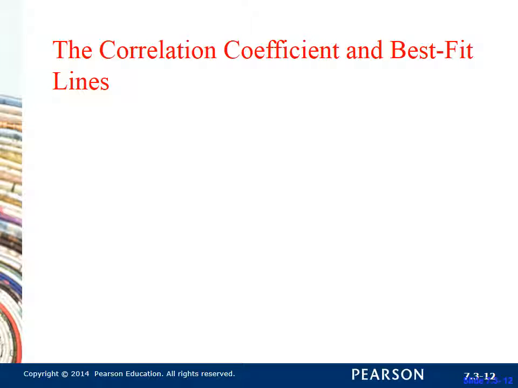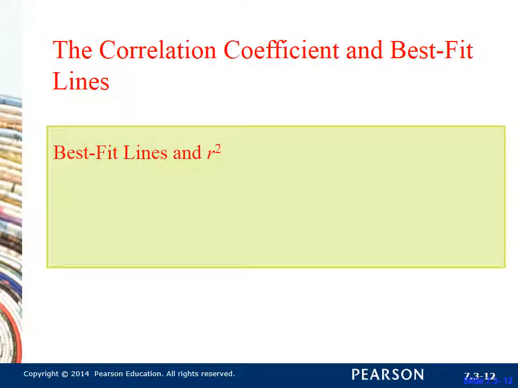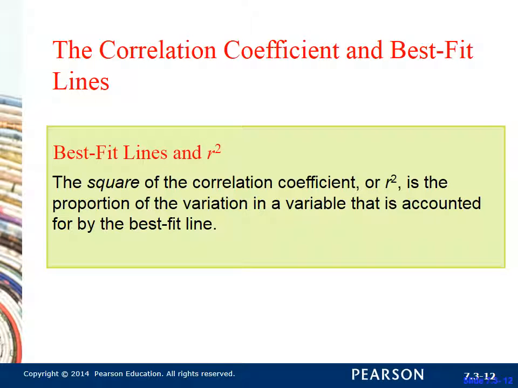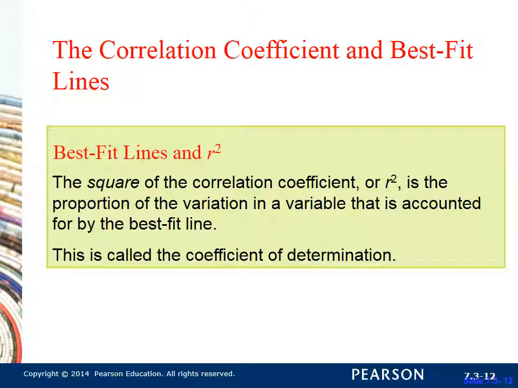So let's go ahead and take a look at this correlation coefficient and the best fit line now that we have an idea of what it is and some of the cautions about using it. We have a correlation coefficient R, remember that. If we square it, we get R squared. That's going to give us another value. It's going to give the proportion or the percentage of the variation in a variable that's accounted for by the best fit line. Now the reason we square it is we want it to be positive. This thing is called the coefficient of determination.